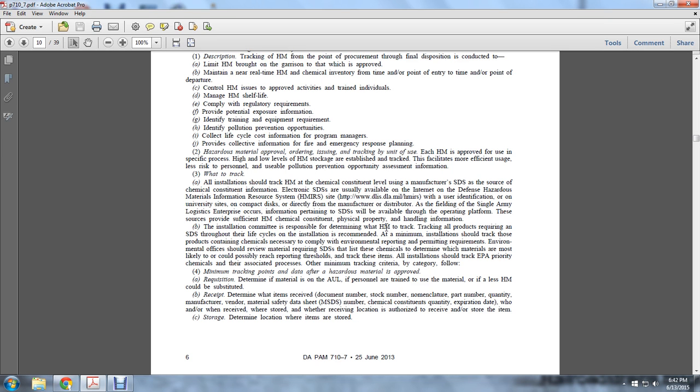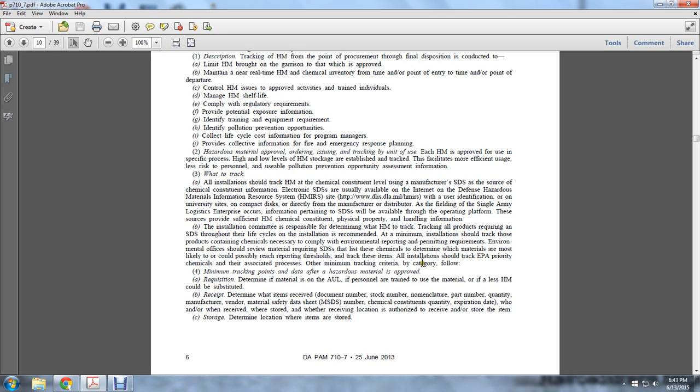Tracking all products requiring a safety data sheet through their life cycle on the installation is recommended, and at a minimum installations should track those products containing chemicals necessary to comply with environmental reporting and permitting requirements. Environmental offices should review the list of materials requiring safety data sheets and chemicals to determine which materials are most likely to possibly reach a reporting threshold.